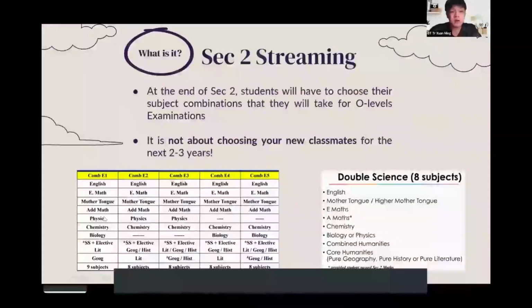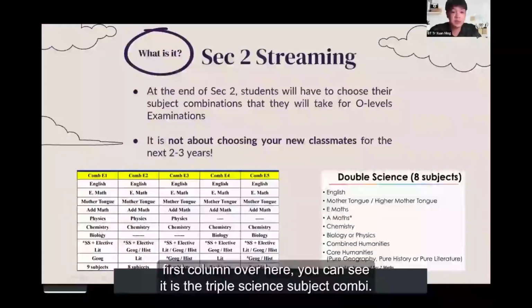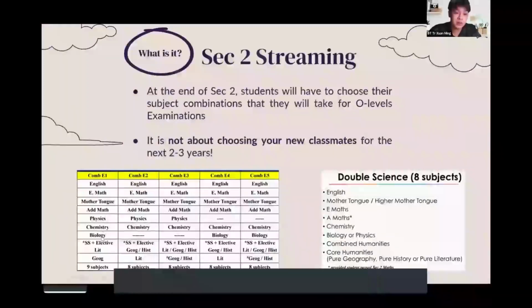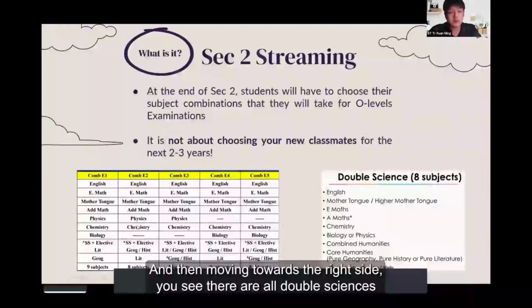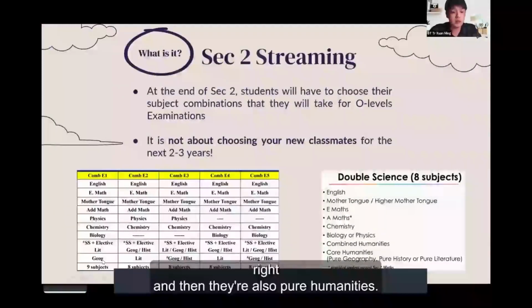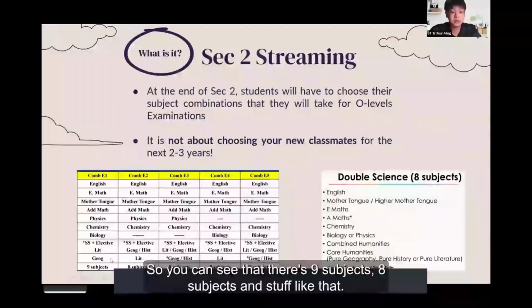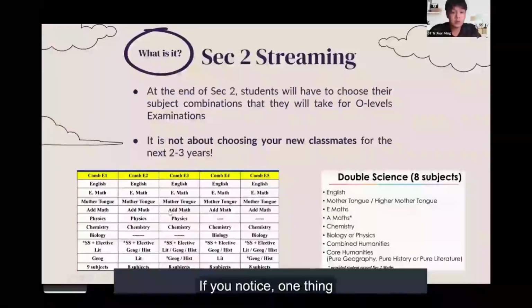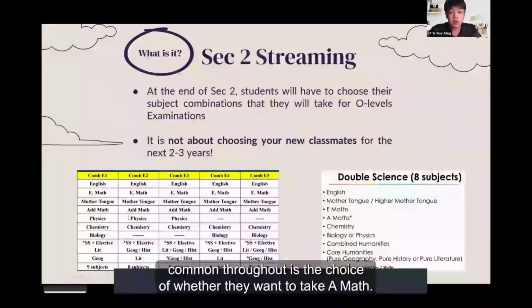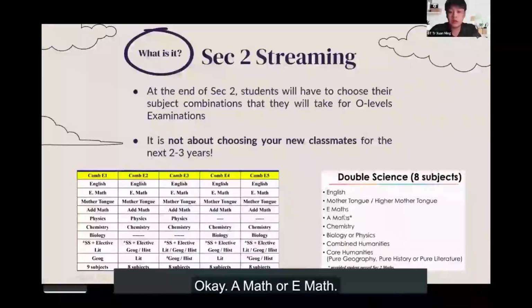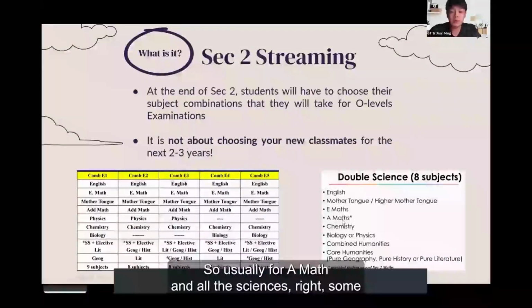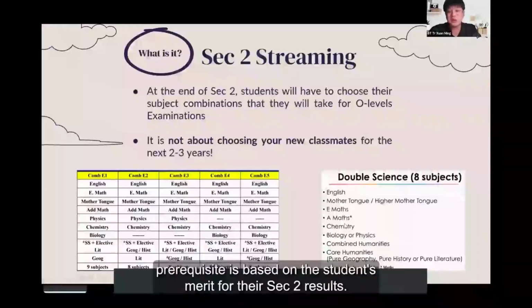If you look at the bottom, these are just some examples of the combinations that they have. For example, the first column over here, you can see there's a triple science subject combination. Then moving towards the right side, they are all double sciences, and then there are also pure humanities. So you can see that there's 9 subjects, 8 subjects and so on. One thing common throughout is the choice of whether they want to take A-Math or E-Math. Usually for A-Math and all the pure sciences, there are some prerequisites based on the students' merit for their Sec 2 results.